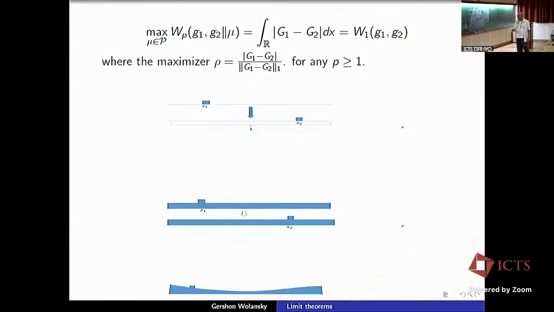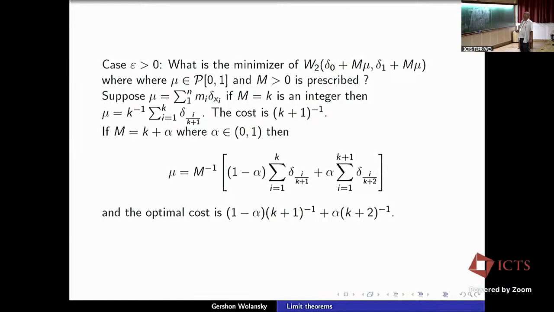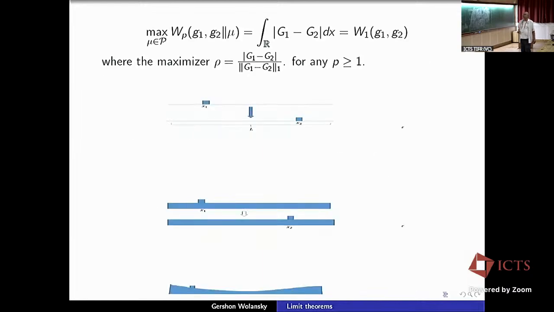Okay, so I think I will finish here because I have time, and we more or less finish this subject of one-dimensional transport. Okay, thank you.